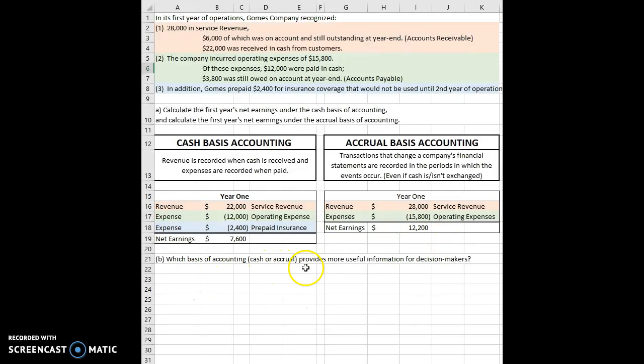So which basis of accounting, cash or accrual, provides more useful information for decision makers? Coming from the standpoint of a business, you're going to get a better picture of what the company is actually doing through the accrual basis accounting, because in order to put the accounts receivable, accounts payable, services, etc. on your accrual basis accounting, you have to have a service in, service out in order to put that onto your accrual basis accounting. So you're going to get a much better picture of the actual standings. And you'll notice a big difference here. You're almost double your net earnings under the accrual basis accounting.